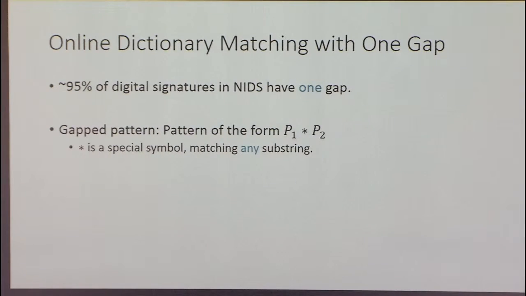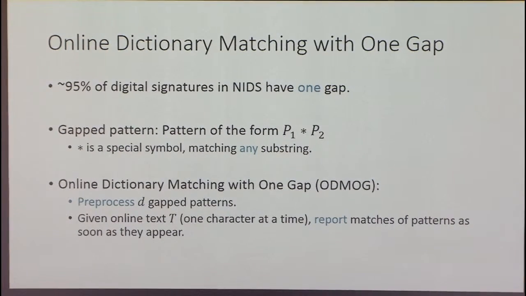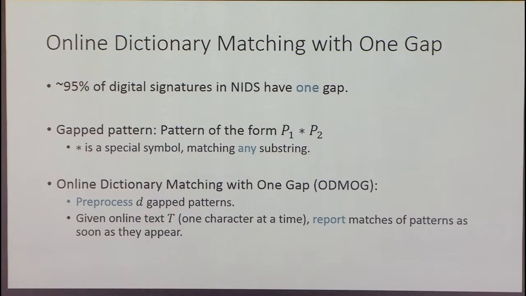Okay, and now we can give a model of this problem as an algorithmic problem. So we call this the online dictionary matching with one gap, or the ODMOG problem. It sounds like a name of something from Harry Potter. Where we want to pre-process D gap patterns. Each pattern has just one gap. And given an online text, one character at a time, we want to be able to report matches of these gap patterns as soon as they appear. We don't want to wait, like we said before. We want to report them as soon as they appear. Okay, so this is the ODMOG problem.